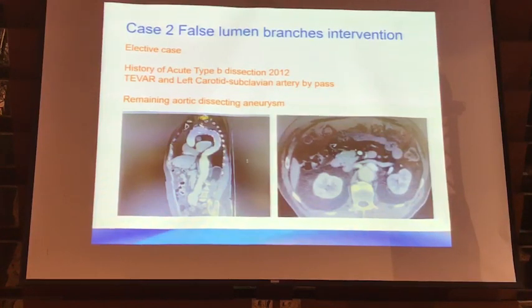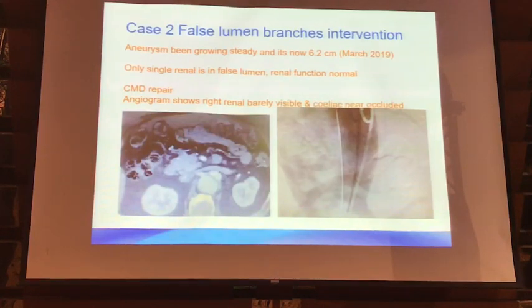The second case, which I did a few days prior to coming here, was an elective case which I treated as part of a dissecting aneurysm. The patient was first treated by me 3 months after I landed in Singapore. He had an acute type B dissection, and I treated him with TEVAR and a left carotid-subclavian bypass. Over this time, he had one false lumen branch, as you can see, from the right renal, and I've been monitoring him. He has no renal dysfunction, but his aneurysm grew recently to 6.2 centimeters, and he had a single renal feeding from the false lumen and very little partially from the true lumen.